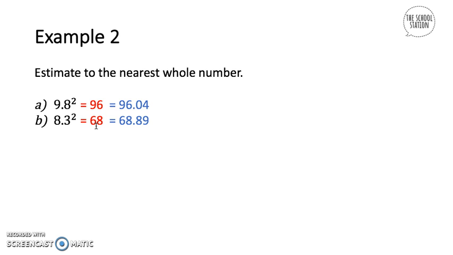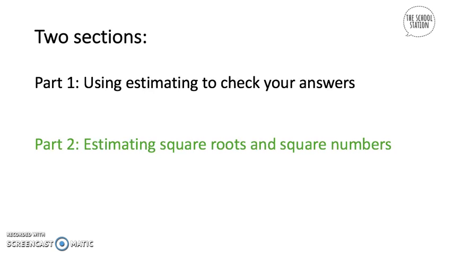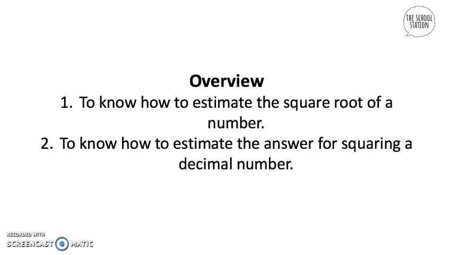So there you guys have it. This is my video about how to estimate the square roots and the square numbers. Just as an overview of what we have learned today, we learned how to estimate the square root of a number. So for example, if you have 5 and you want to do the square root of 5, you just have to look at square root of 4 and square root of 9, and then you work from there and see if 5 is closer to 4 or 9.